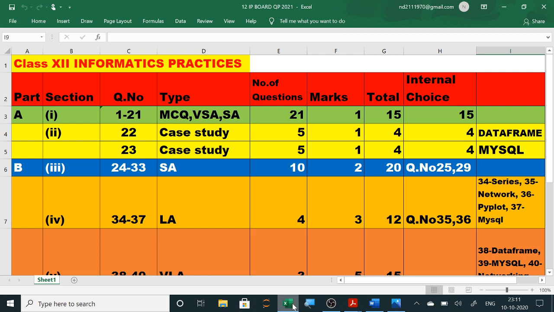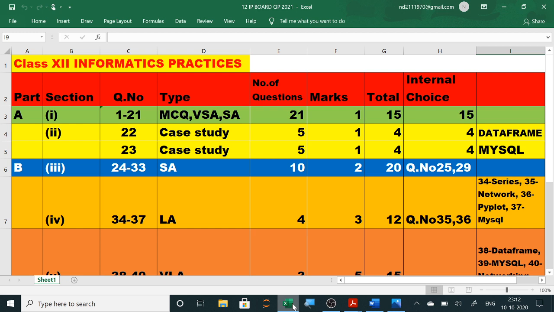And in that, the question numbers you can see in the section, that is in 1, you are having 1 to 21. Total 21 questions in section 1 of part A, which consists of MCQ, very short answer, one word answer or one line answer. So out of 21 questions, you have to solve only 15 questions, that is internal choice of 1 mark. So you can see here the total marks will be 15.